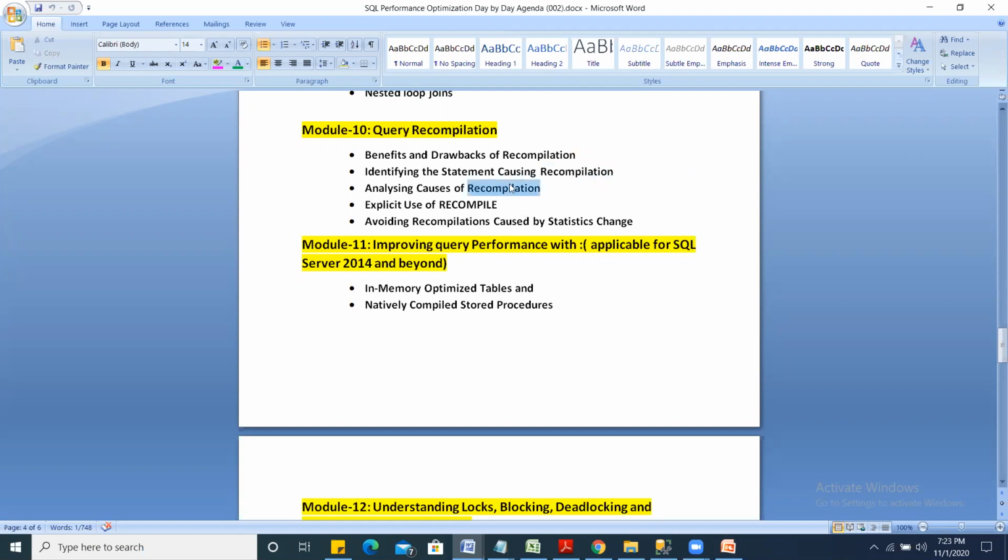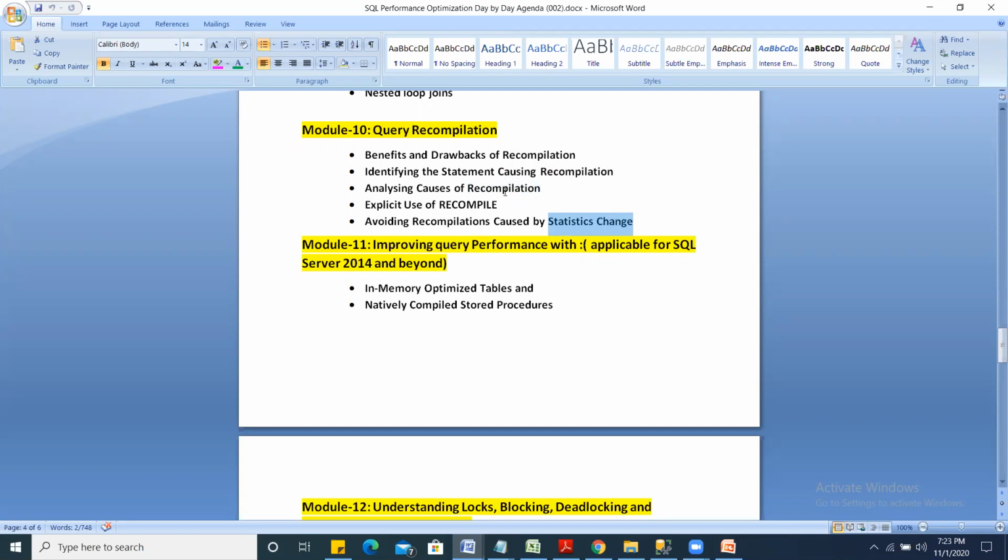So for example, if you have an ad hoc query that is executing and its plan is creating over and over again, so you can plan to convert your ad hoc query into a parameterized query, or you can even convert that ad hoc query into a stored procedure, right? There are many things to deal with. And then how you can avoid recompilation caused by statistics changes.